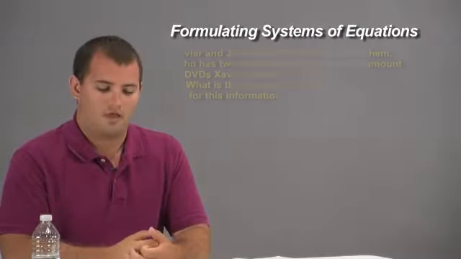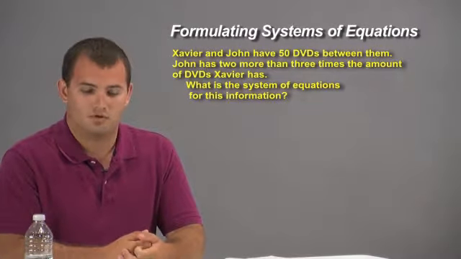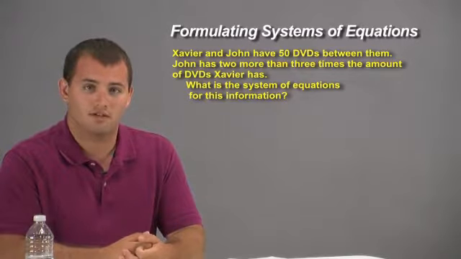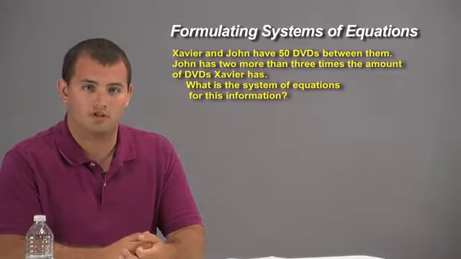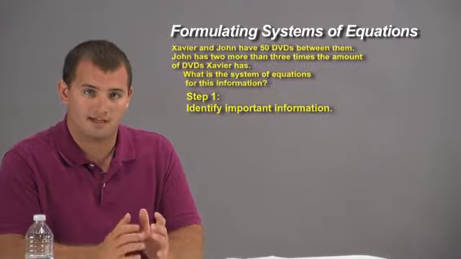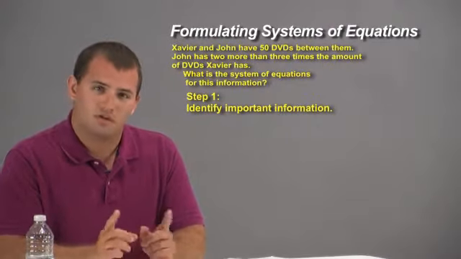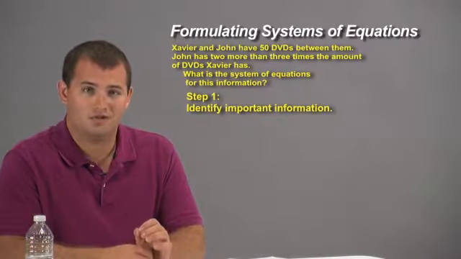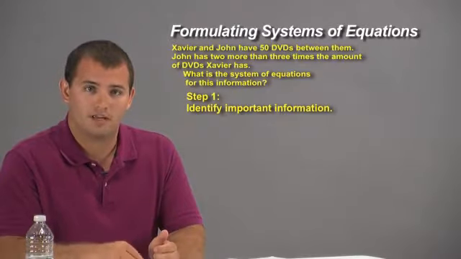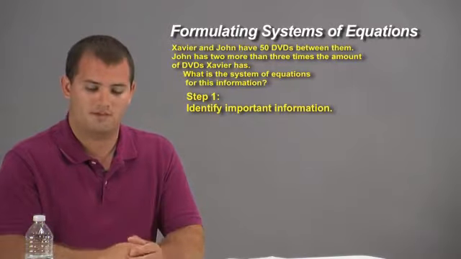Here's our first one. Two friends, Xavier and John, have 50 DVDs between the two of them. John has 2 more DVDs than 3 times the amount of DVDs Xavier has. What is a system of equations for the information given? First step, let's identify the important information from the problem. We know that between the two of them they have 50 DVDs, and we know that John has 2 more DVDs than 3 times the amount of DVDs Xavier has. That's the first step.